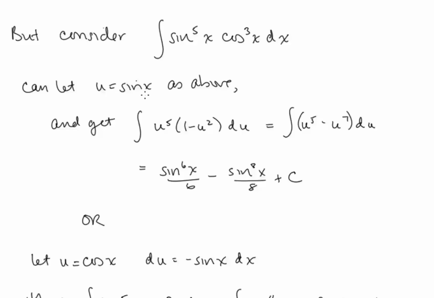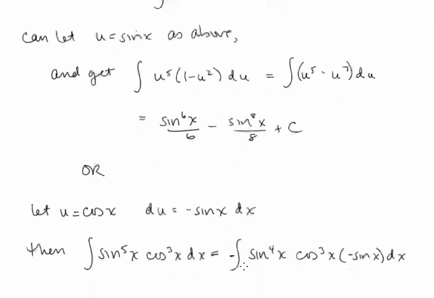If we have u equals sine x, as we did in the last problem, we'll get u to the 5th times 1 minus u squared du. And so we integrate just like we did in the last problem, except here we have sine to the 6th x over 6 minus sine to the 8th x over 8 plus a constant. Or, in this case, we could use u equal cosine x, and then du is negative sine x dx.